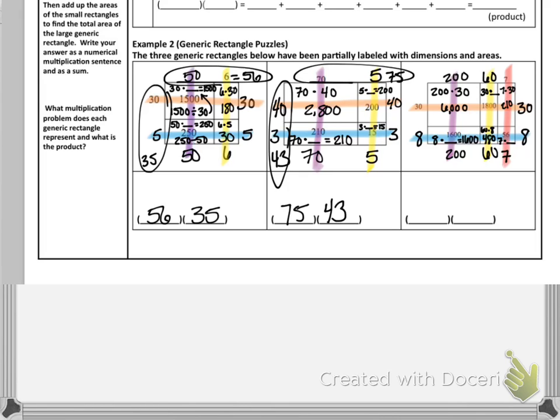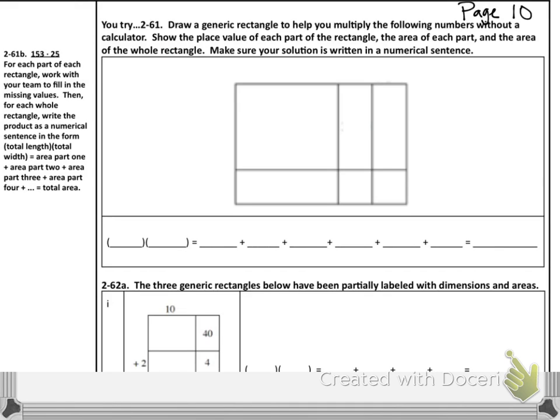For this problem, we had 267 multiplied by 38. Go ahead and flip to page 10.